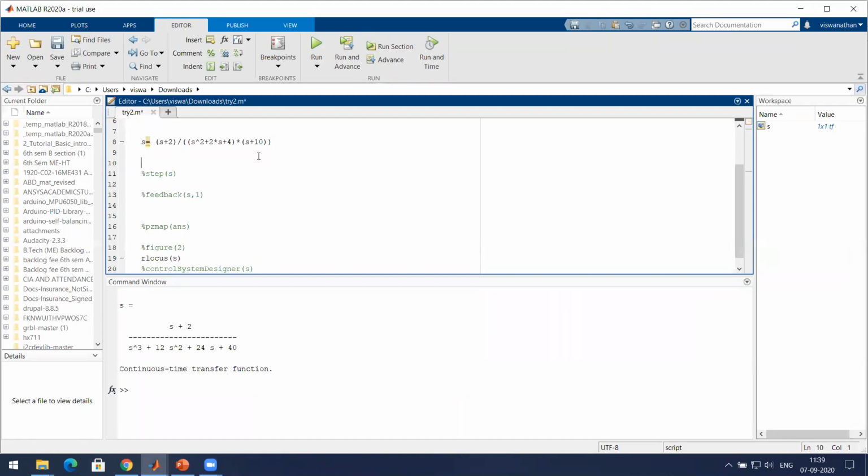So this is a second order system and this is a third order system. I want to remove that pole. Which is that pole? It is s plus 10, or s equal to minus 10. I want to remove that. Now I rewrite this equation as a second order system: (s plus 2) divided by (s square, this I can copy.